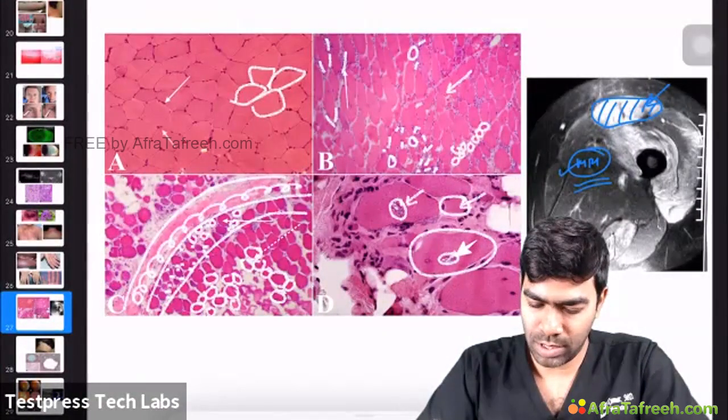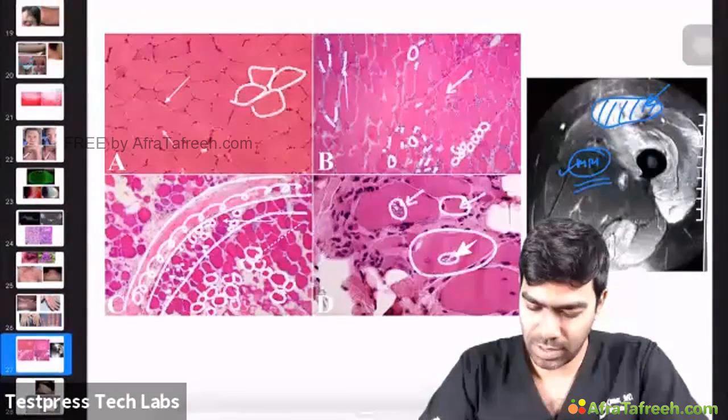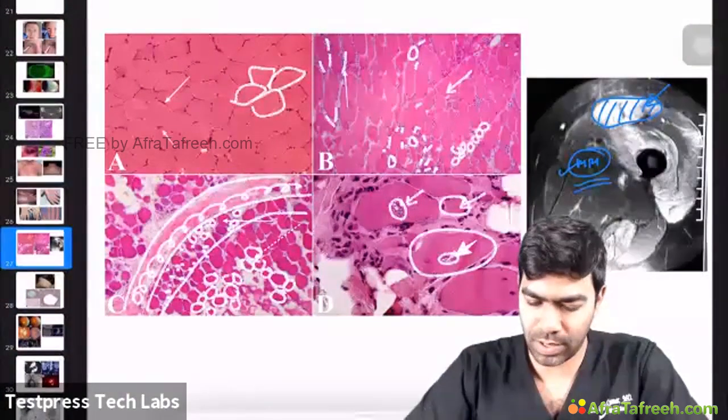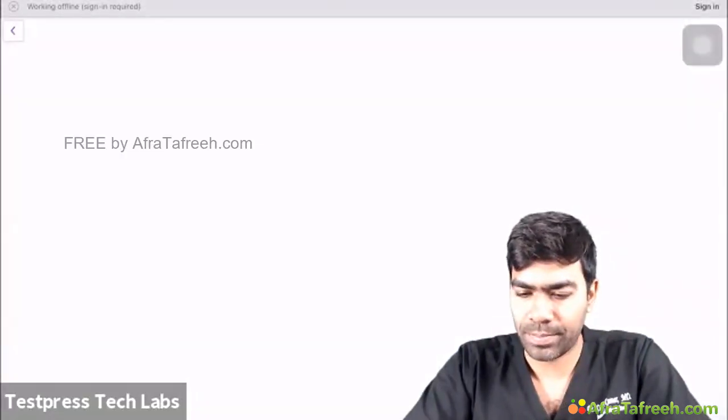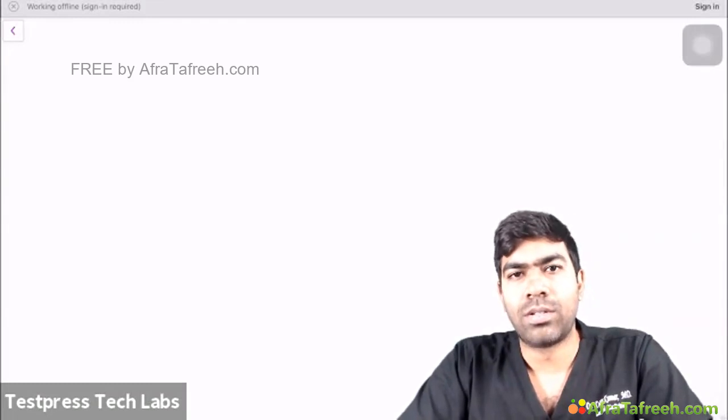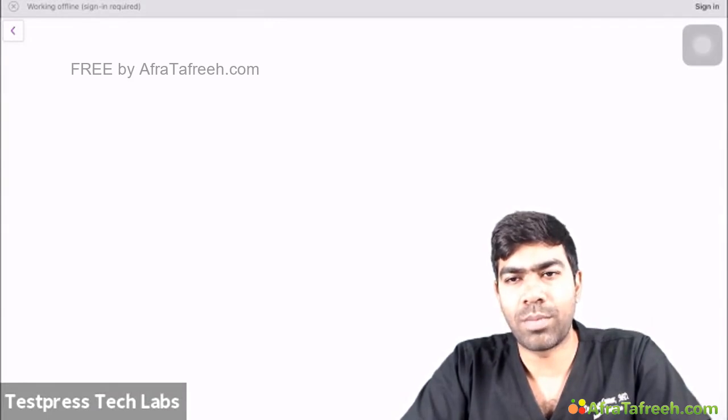If you move to the, I think I don't have the type 2 fibers diagram here. Okay, fine. Nevertheless, that's okay. So I think you'll be understanding about dermatomyositis and polymyositis right now.